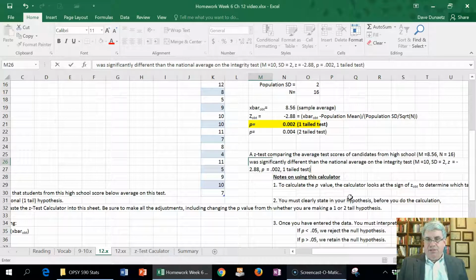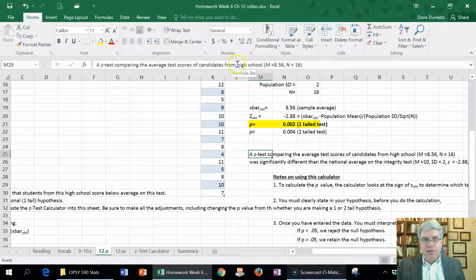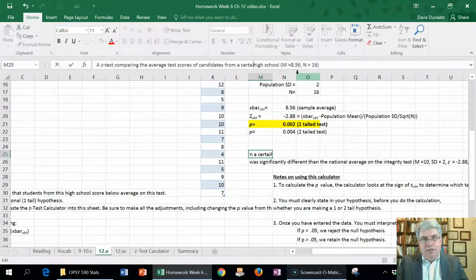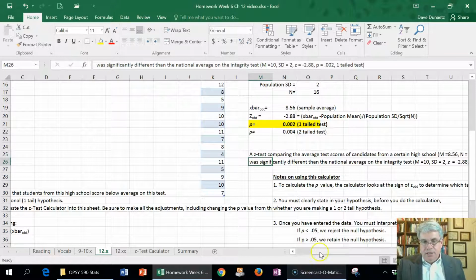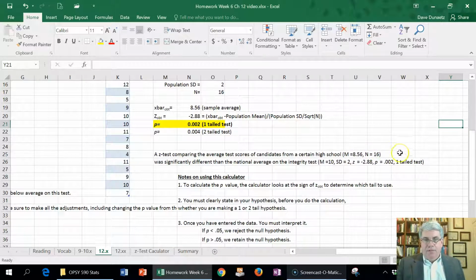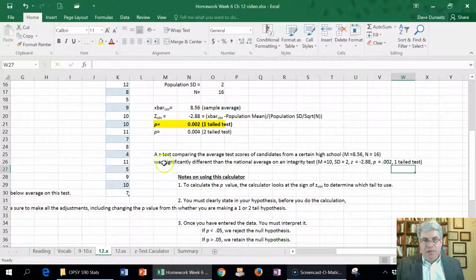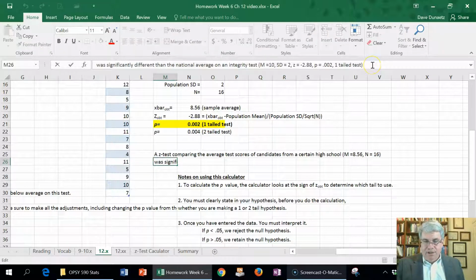So a test comparing the average test scores of candidates from a certain high school. Let's change that to a certain high school. Mean equals 8.56 and n equals 16 was significantly different than the national average on an integrity test. Mean equals 10, standard deviation is 2, z equals minus 2.88, p equals 0.002, one-tailed test. All right, and so that's how we would report that. I think we need a period at the end to be complete.